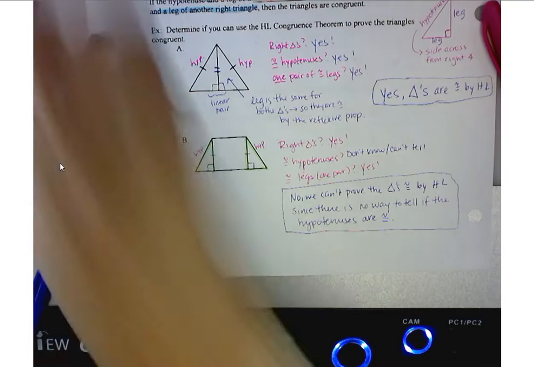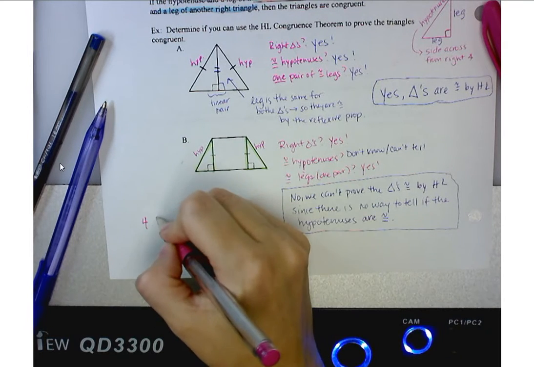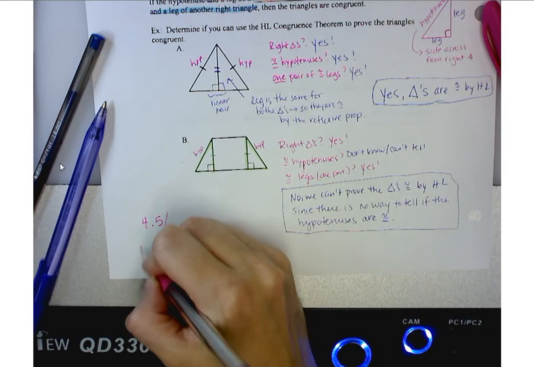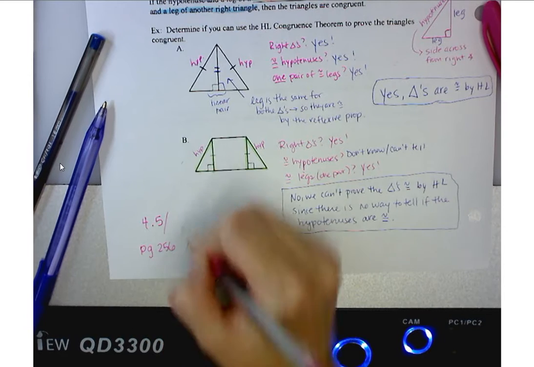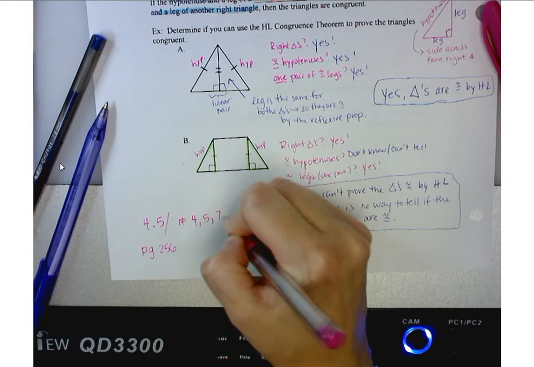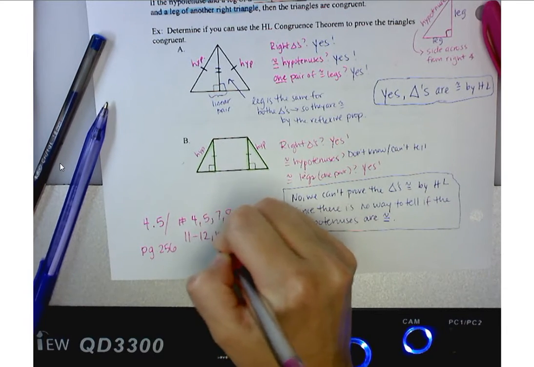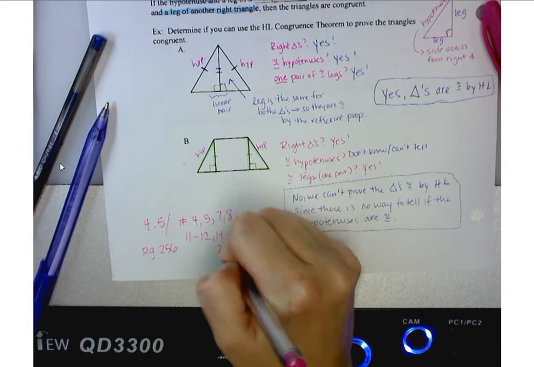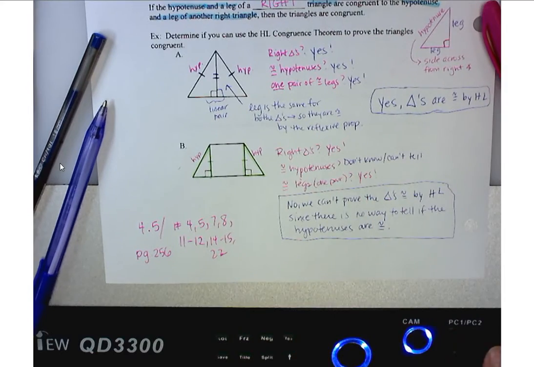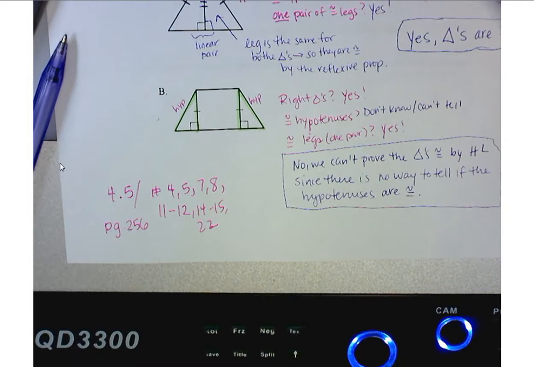All right, and then your homework for this section, 4-5, is on page 256. And then I'm going to go over questions from your homework last night, but if you don't have any, you can go ahead and start your homework.